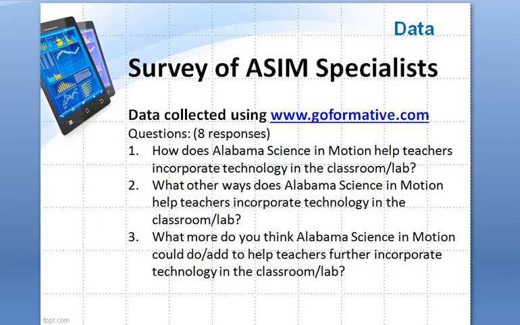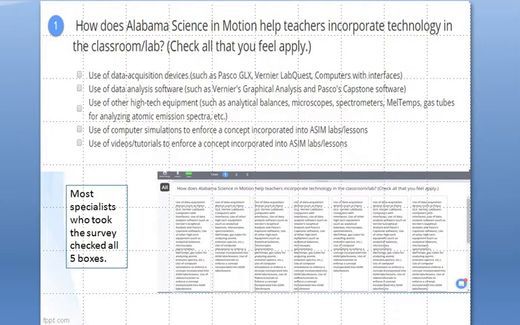The questions were, how does Alabama Science in Motion help teachers incorporate technology in the classroom and the lab? What other ways does Alabama Science in Motion help teachers incorporating that technology? And 3, what more do you think Alabama Science in Motion could do or add to help teachers further incorporate technology in the classroom or lab?